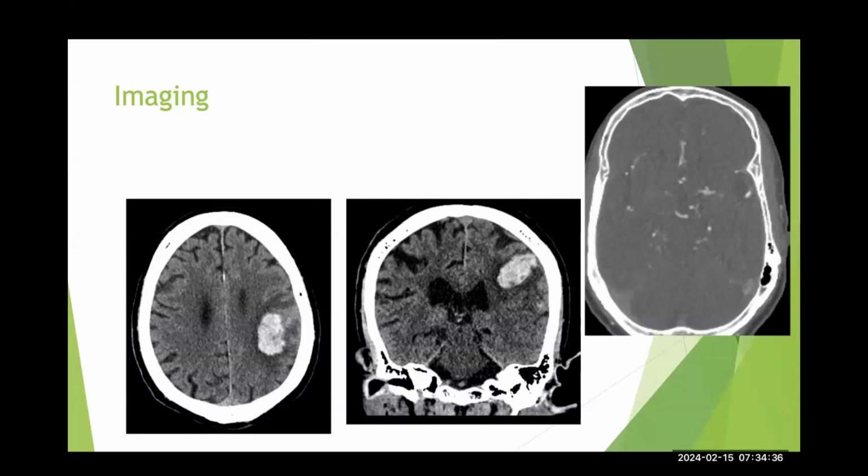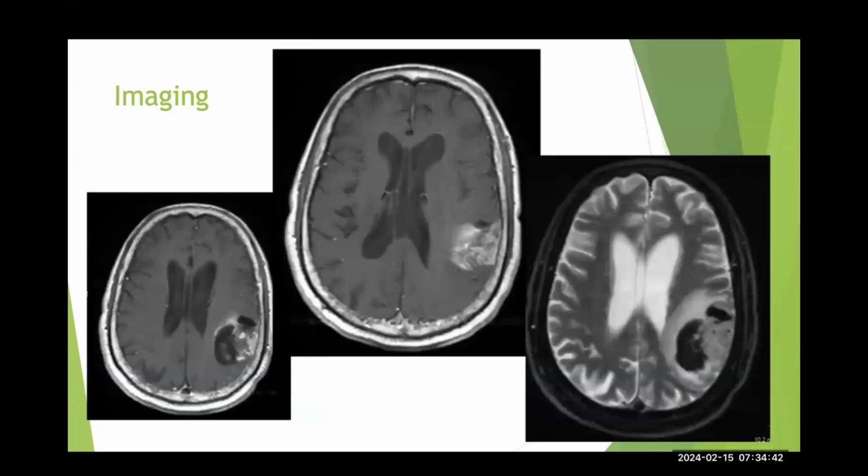Any other imaging? Anything else you want to do to try and figure out what's going on? Yeah, I'd want to get an MRI with or without contrast. For someone like him, I'd be concerned about a history of metastatic cancer, hemorrhagic lesions, or even infectious causes. Okay, good. So, get an MRI. What do you see here?